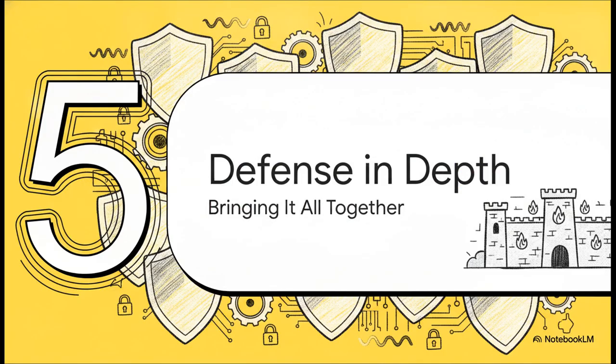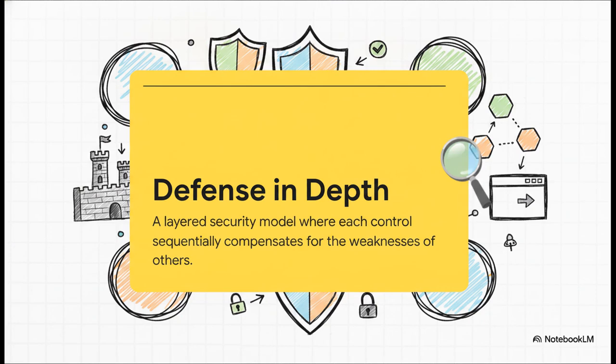We have finally reached the climax of our journey. Section 5, Defense in Depth Architecture, bringing it all together. Listen, if you take away nothing else from this explainer today, remember this: defense in depth. It's a layered security model where each control sequentially compensates for the weaknesses of the others, meaning no single layer is relied upon alone. This is the absolute core philosophy of a modern WAF.